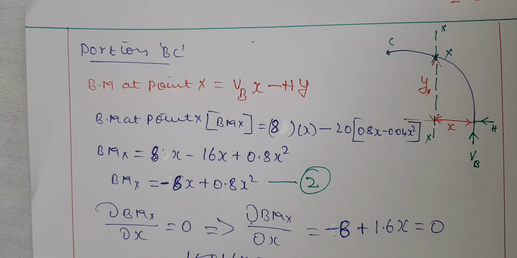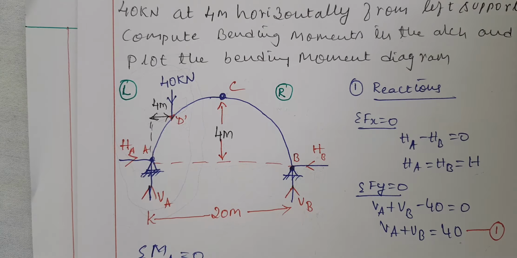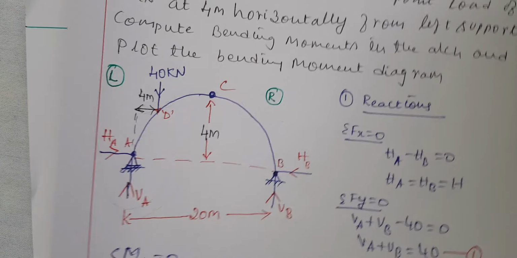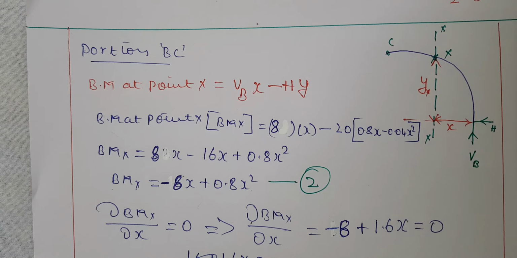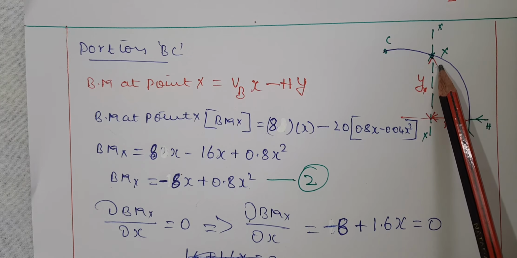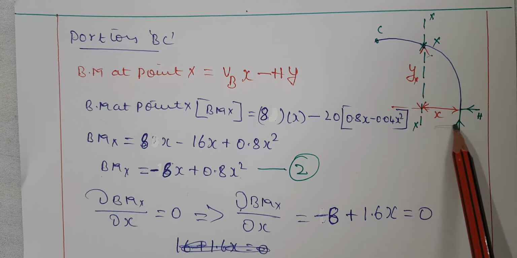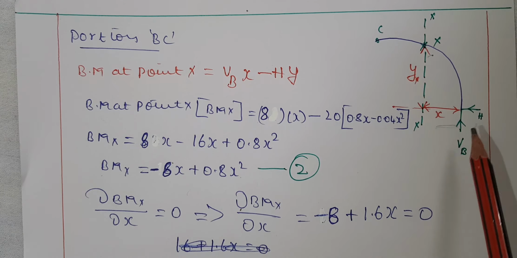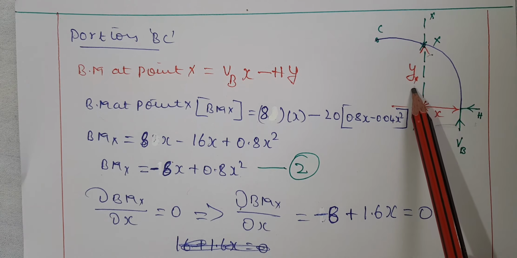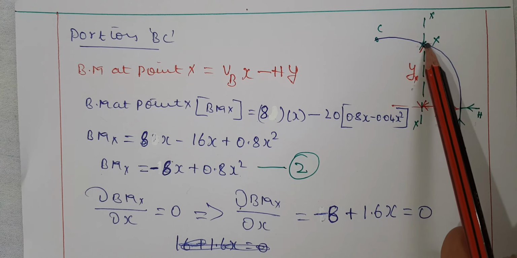Now I considered portion BC. That you can see from the previous problem. This is the problem that we are given. So I am considering only portion B to C, what I have written here. I am considering an imaginary point X, at a distance of X with respect to the right hand side, and vertical distance I am considering as Y. Then we have to find out the bending moment with respect to this point.